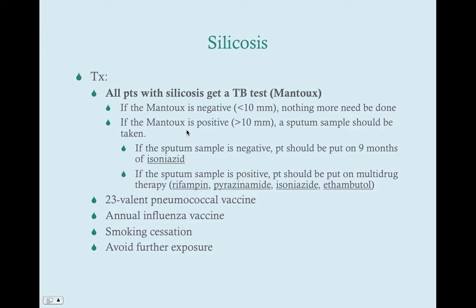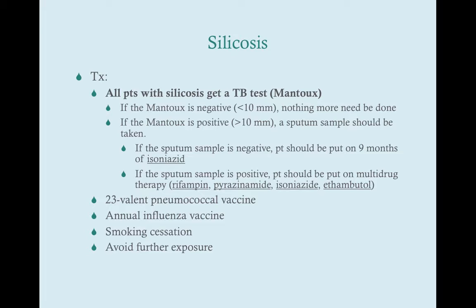Normally for TB, if you have a positive Mantoux test, then you're going to get a chest x-ray. But we can't do that with silicosis because we can't tell on a chest x-ray what a silicosis lesion is from what a tuberculosis lesion is. So we have to go right ahead and get a sputum sample.